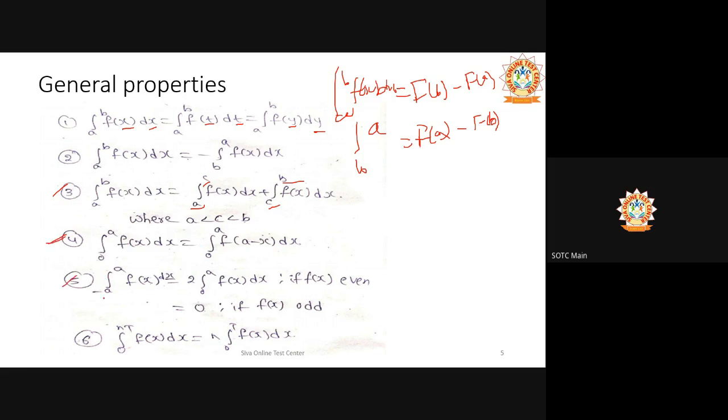Next, integration of minus a to a f of x dx is equal to 2 into integration of 0 to a f of x dx if f of x is an even function. If f of x is an even function, then your answer is 2 into integral 0 to a f of x dx. In case this is an odd function, then your answer is directly 0.